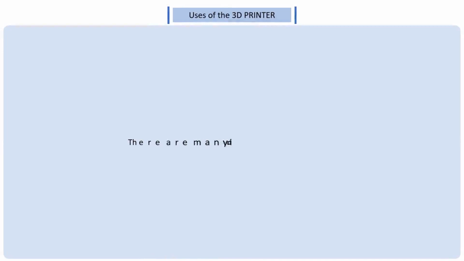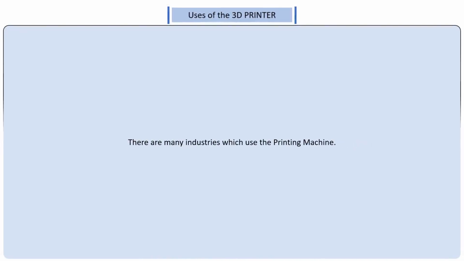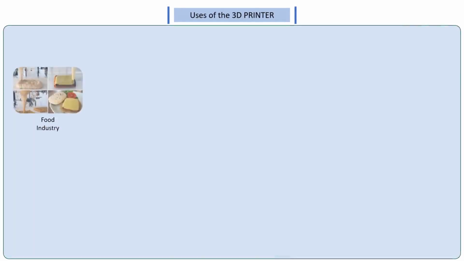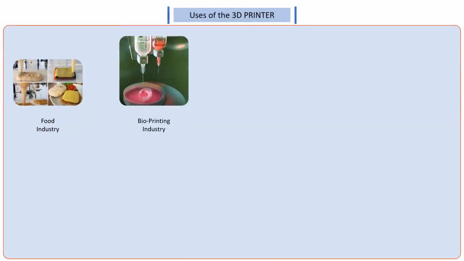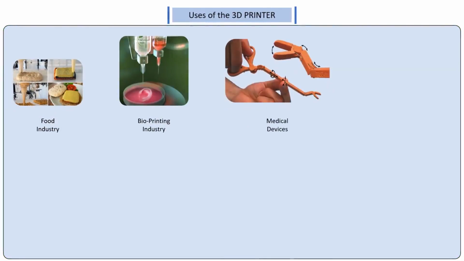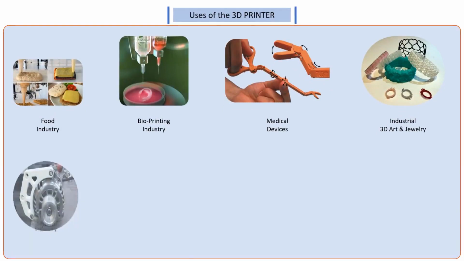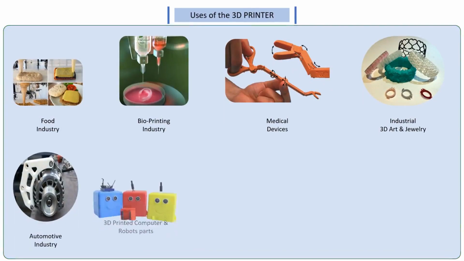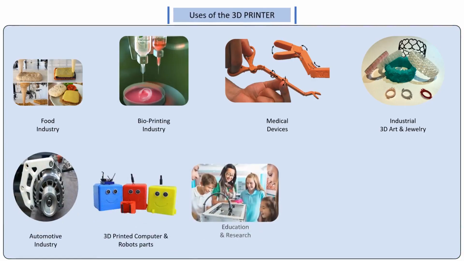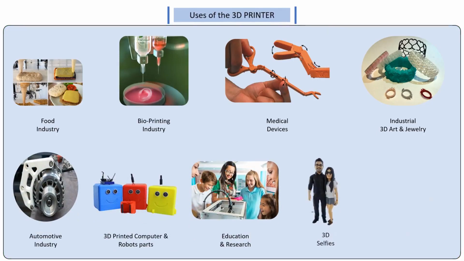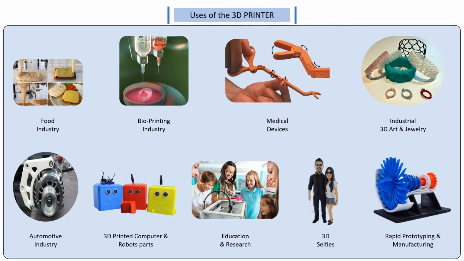Talking about the uses of the 3D printer, there are many industries which use printing machines. And which all are there that use the 3D printer? There is the food industry, the bioprinting industry, the medical industry, they print medical devices, industrial art and jewelry, the automotive industry, computers and robots and other ICT things, and education and research also use 3D printers. Apart from that, 3D printers help you print 3D selfies and do rapid prototyping and manufacturing.